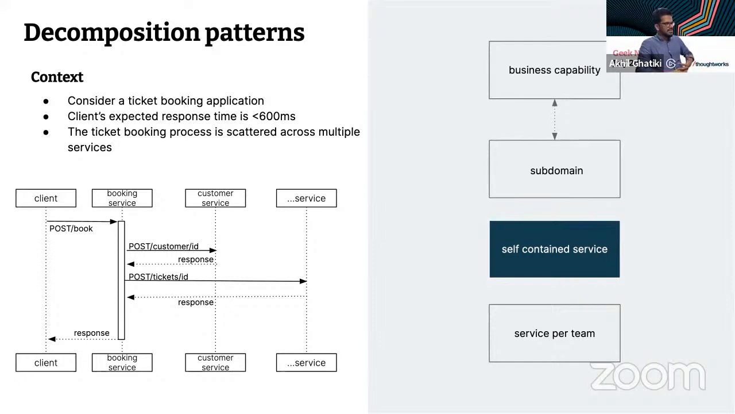And then the ticket booking process is scattered across multiple services, as the diagram shows here. When a client makes a POST call to the booking service, it is going to first fetch data from the customer service, and then probably make another call to another service to get payment or credit related information, to see if the current customer has any credit or any payback points in his account which can be used.